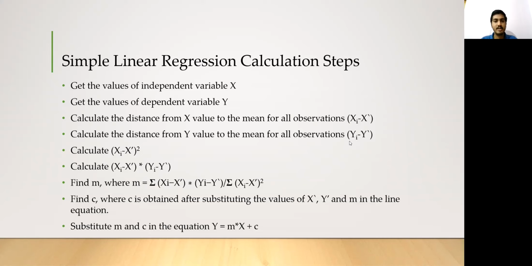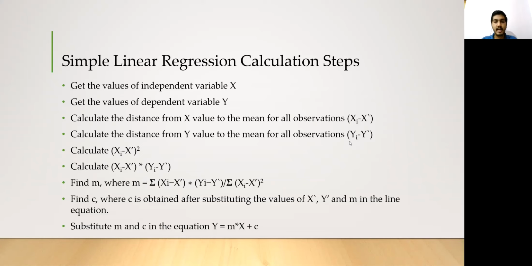Next, we calculate the distance of all x coordinates from the mean value of x, that is xi minus x bar, where x bar is the mean value of x. Similarly, we calculate the distance of all y coordinates from the mean value of y, that is yi minus y bar, where y bar is the mean value of y. Then we calculate xi minus x bar the whole square.